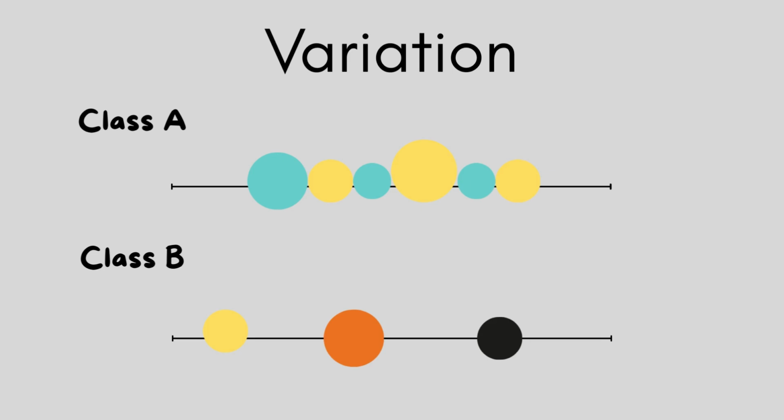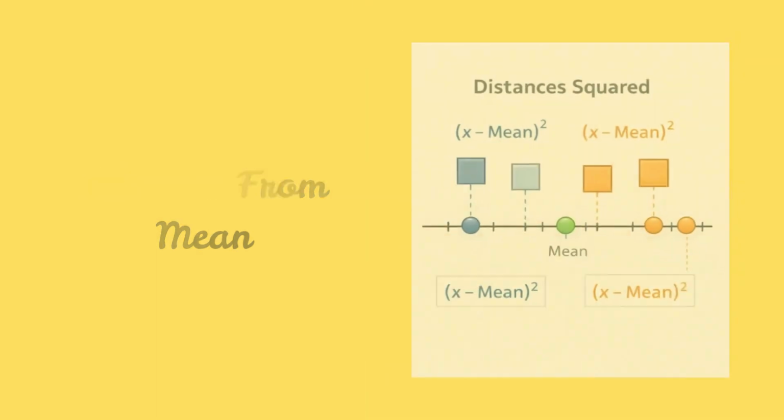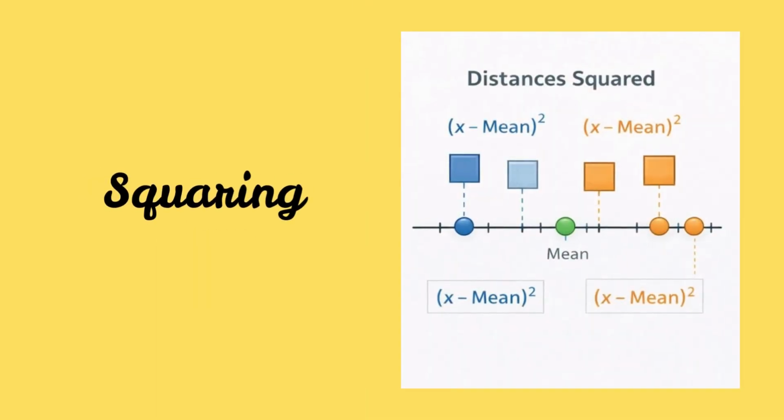First, we measure how far each value is from the mean. This gives us positive and negative distances, but if we add them directly, they cancel out. So we square each distance, ensuring every deviation contributes positively.